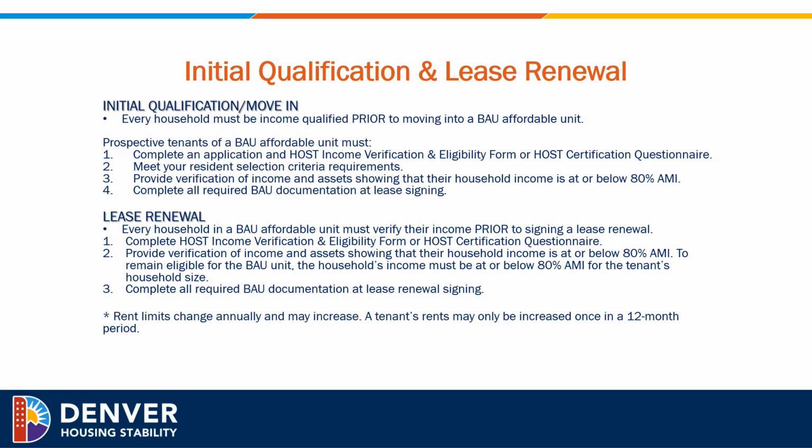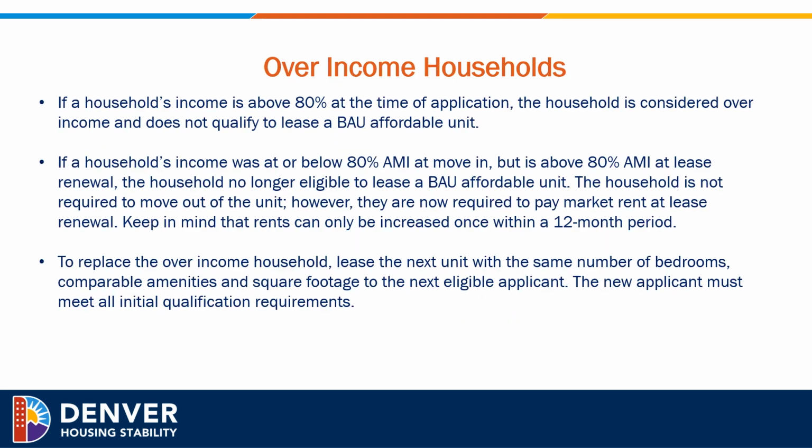Rent limits change annually and may increase. A tenant's rent may only be increased once in a 12-month period. If a household income is above 80% at the time of application, the household is considered over income and does not qualify to lease a BAU affordable unit.